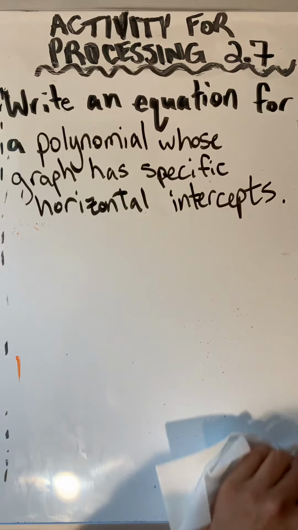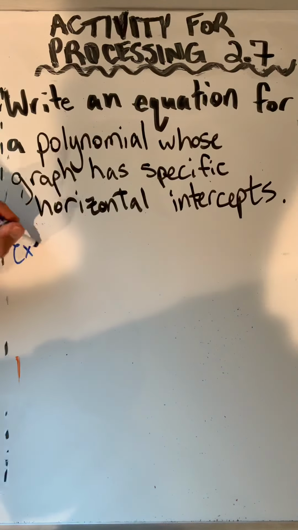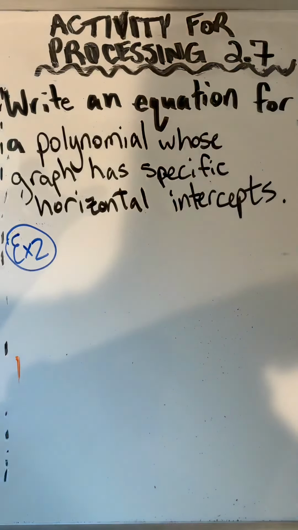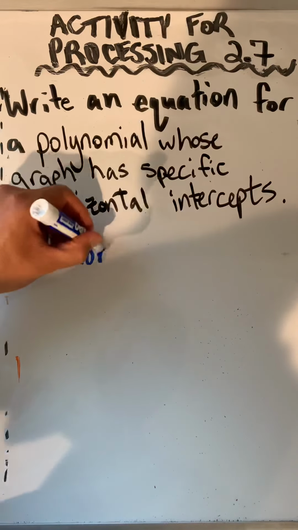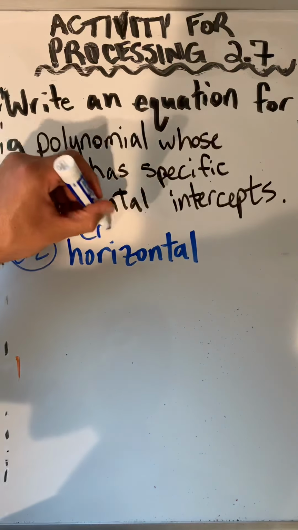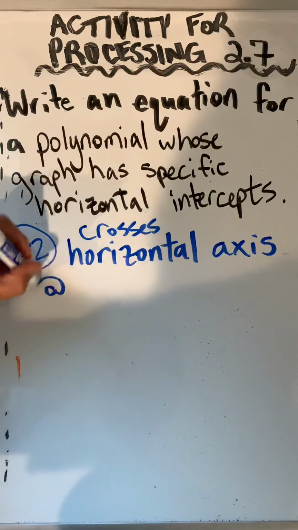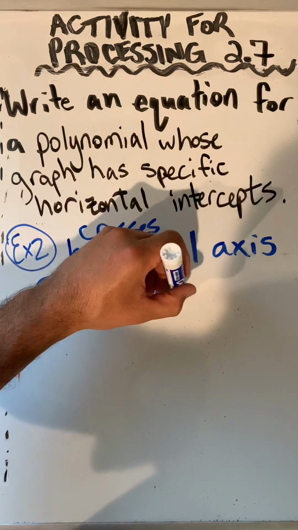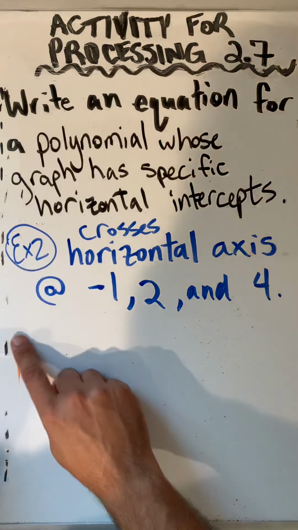As soon as I write the question, you can pause it afterward and see if you can do it on your own. All right, so example 2: we have a graph that touches the horizontal axis. Now I'm going to phrase it like this: crosses horizontal axis at, I'm going to use the ampersand, -1, 2, and 4. Okay, so I'm going to go straight to the equation here.